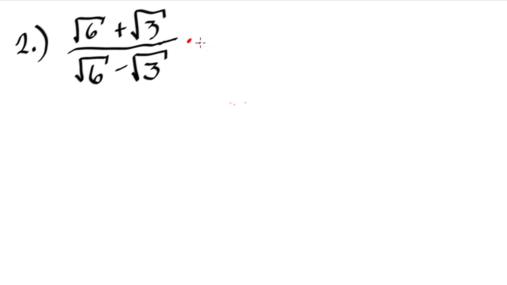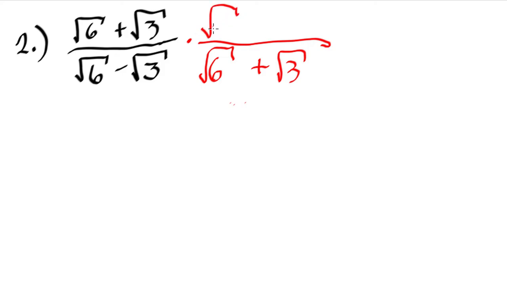So we're going to multiply this by the conjugate, but not the conjugate of the numerator. We'll do the conjugate of the denominator. So we have square root of 6 plus square root of 3 over square root of 6 plus square root of 3, which should be equal to 1, right? So doing the maths normally.